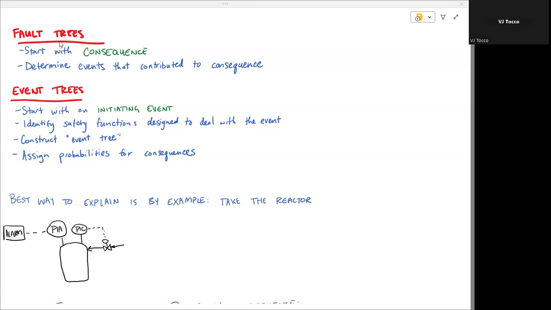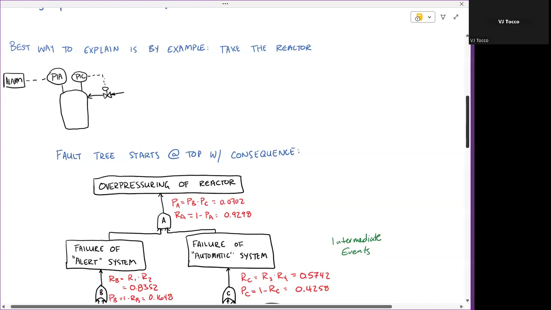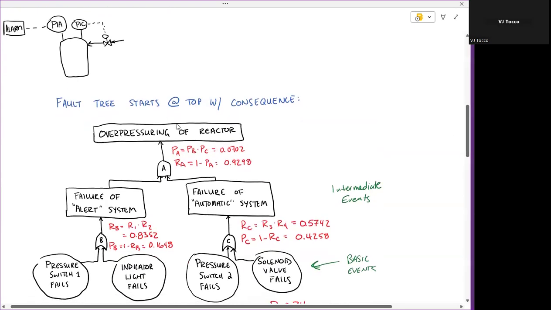So let's start with a fault tree first, and we'll start with the consequence of that. So the consequence of everything failing is an overpressuring of the reactor. I tend to like the fault trees a little bit better because I get to use the logic. I like the use of the logical operators to think through these a little bit better. It makes a little bit better sense to me.